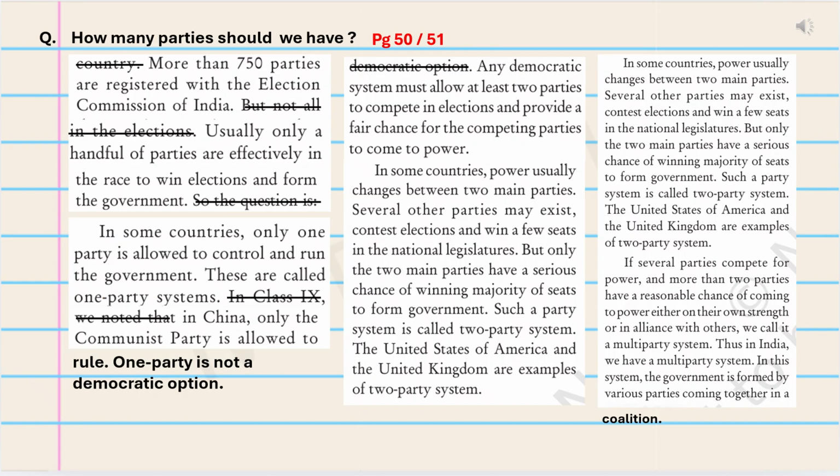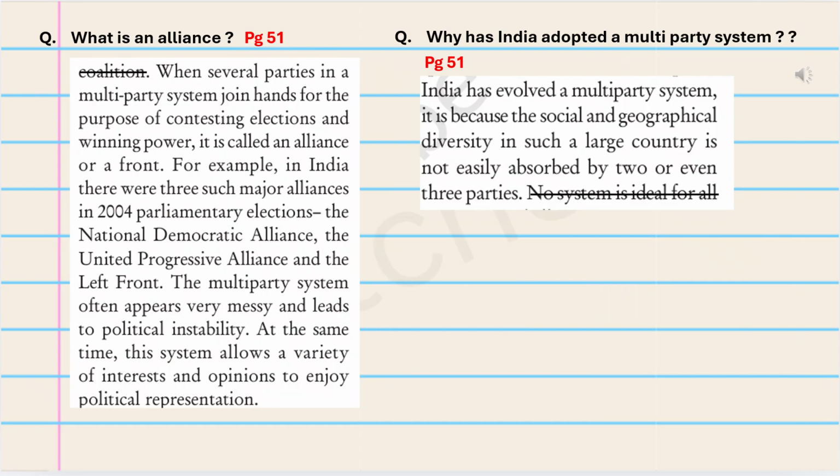Question, how many parties should we have? On page 50 continues to page 51. Two questions on page 51. What is an alliance and why has India adopted a multi-party system?